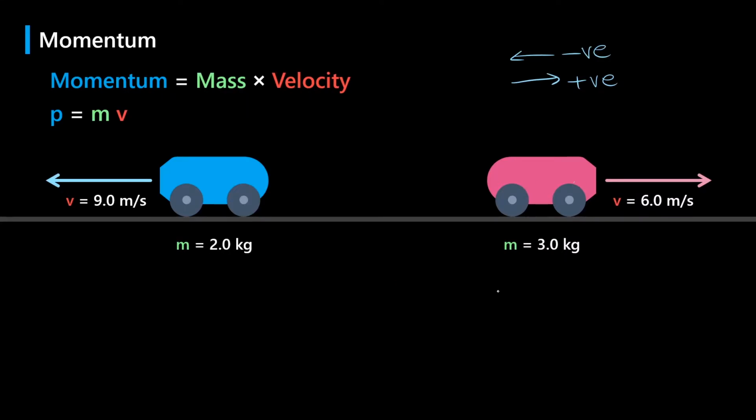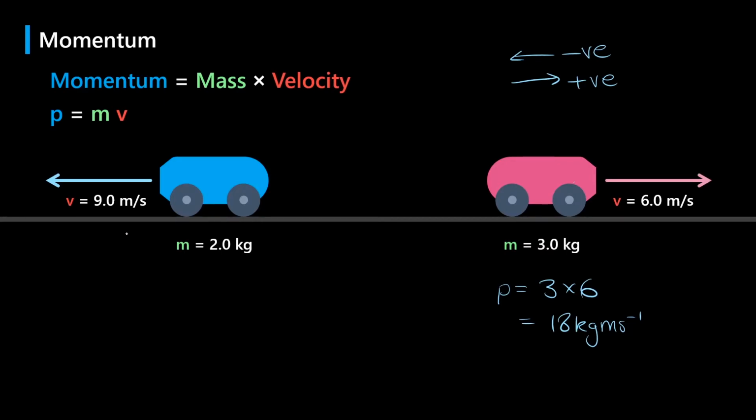for now. Its momentum will be equal to the mass, 3 kilograms, multiplied by the velocity, 6 meters per second. That gives us 18 kilogram meters per second. Now do the same on the left with the blue trolley.